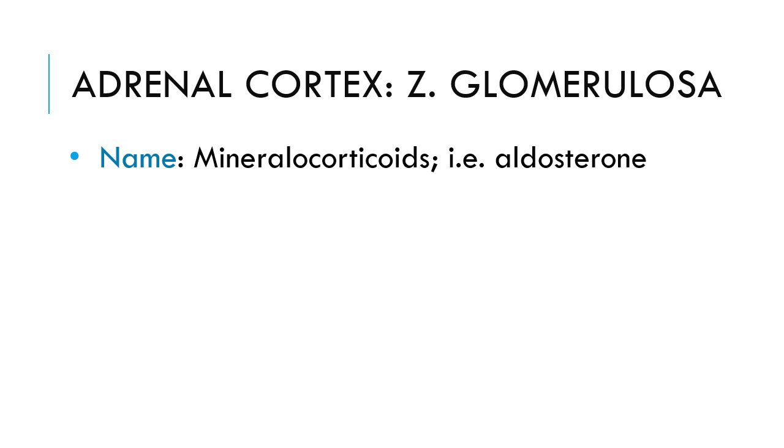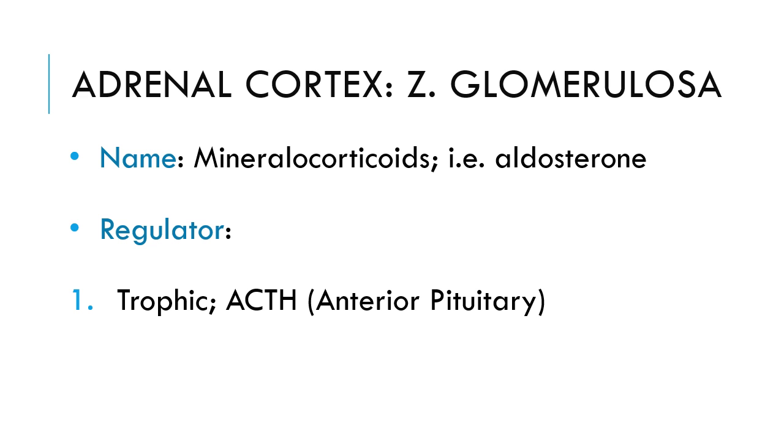There are 4 methods of its regulation. The first one you should be able to tell me. It is regulated tropically by the anterior pituitary's release of ACTH. We're at the adrenal cortex, so to regulate it, we need anterior pituitary ACTH. Okay, that is one mechanism for the control of aldosterone release. ACTH from the anterior pituitary can stimulate the release of our mineralocorticoids.